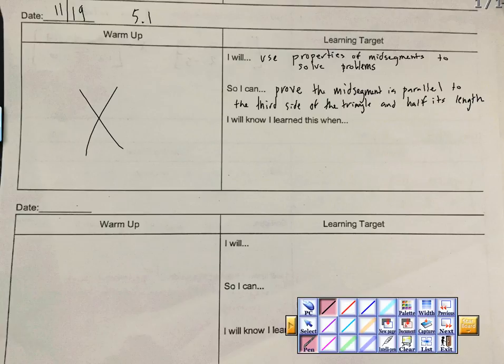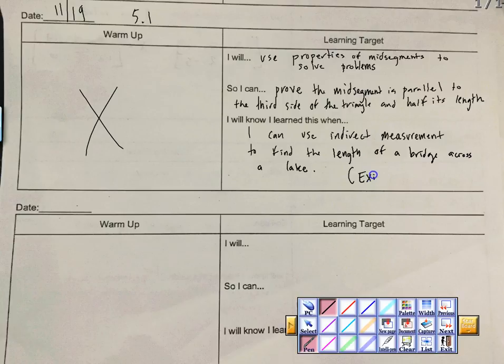And then we'll know we've learned this when we can use indirect measurement to find the length of a bridge across a lake. And that's going to be your exit ticket.